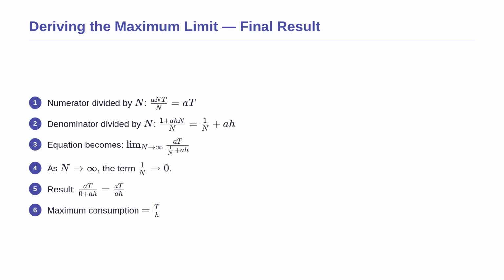The attack rate, a, cancels out from the top and bottom. We are left with a beautifully simple final result, t divided by h. This proves mathematically that the maximum number of prey a predator can eat is entirely dictated by the total time available divided by the handling time.